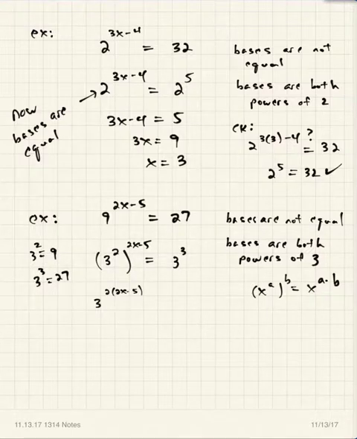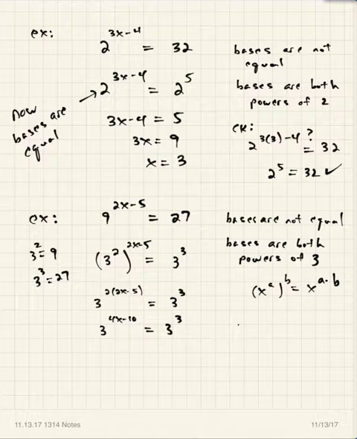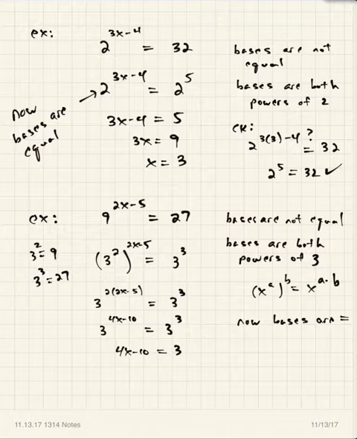And because you're multiplying them like that, you have to use the distributive property there to multiply that out. So you have 3 to the 4x minus 10 equals 3 to the 3rd. And now the bases are equal. Right? Now the bases are equal. And so now I can equate the exponents. Right, now the exponents have to be equal also. And then you can go on and solve the equation, right?